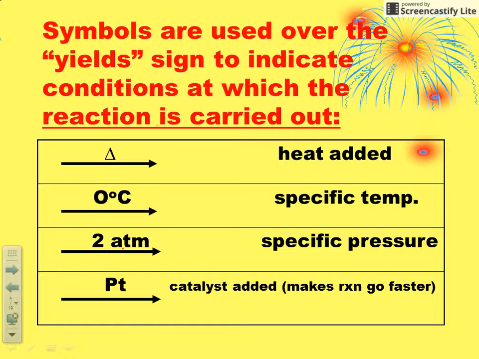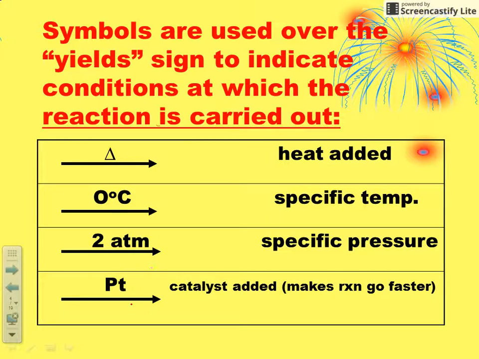Here I've chosen 2 atmospheres. Normal atmospheric pressure is around 1 atmosphere at sea level. So if you were to see 2 atmospheres here, then you would know that they had pressurized the reaction as it was taking place. And that would obviously affect the outcome, affect the conditions at which the reaction was taking place.